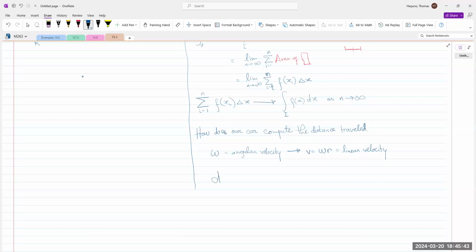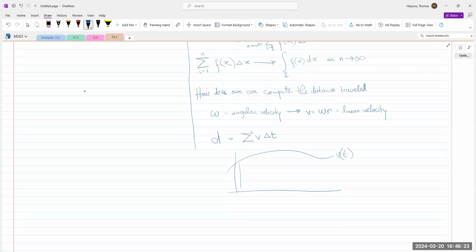Okay, now the distance traveled is actually the sum of the velocity multiplied by the change of time. If you set your change of time to be every 1 second, every 2 seconds, you add the velocities up. Let's say this is the velocity function. Every 1 second, you compute what is the velocity, and when you add the total of those velocities, it gives you the distance. The area under the curve equals the distance traveled.